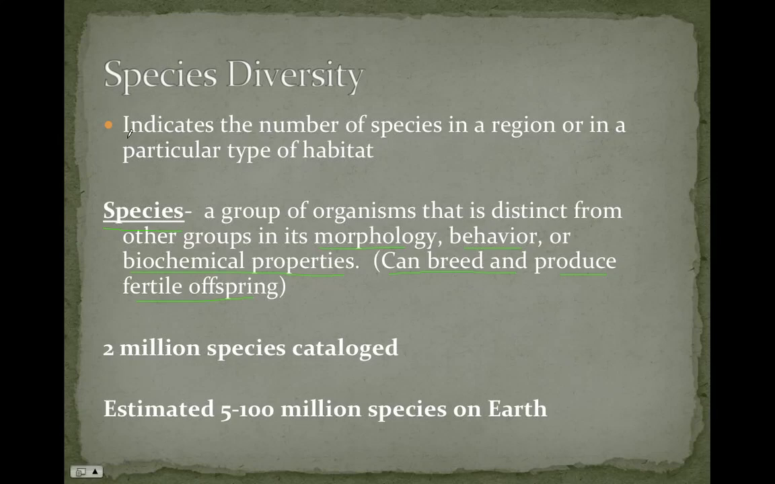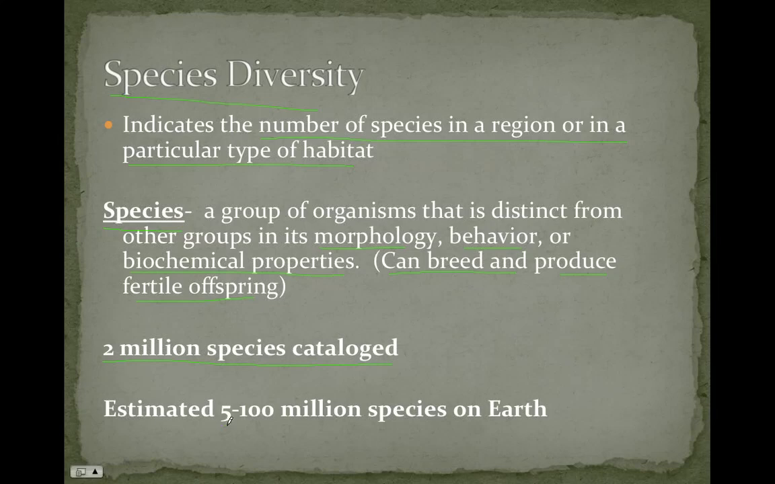And so we can measure species diversity, and species diversity is going to indicate the number of species in a region or in a particular type of habitat. And we can measure this fairly accurately. And so by measuring this, we can determine the health of a particular ecosystem. Currently, we've cataloged 2 million species, and that's just the tip of the iceberg.